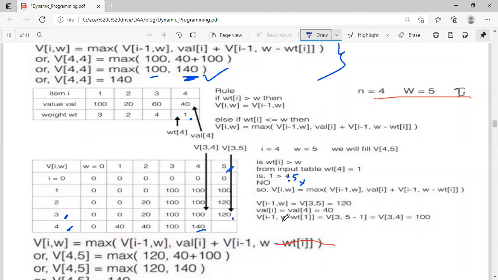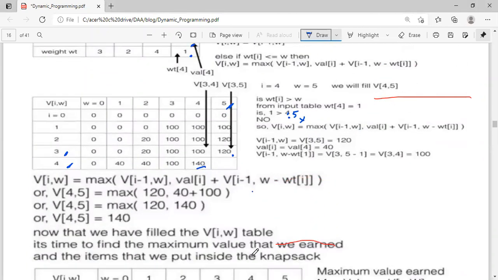Okay, and what is the value of the fourth item? It is 40. Then 3 comma 5 minus 1 is equal to 100. So when we add this, 120 comma 40 plus 100, 120, 40 and 100. So what is the answer, what is the maximum number we got? It is 140. So here at 4 comma 5 we need to add 140.